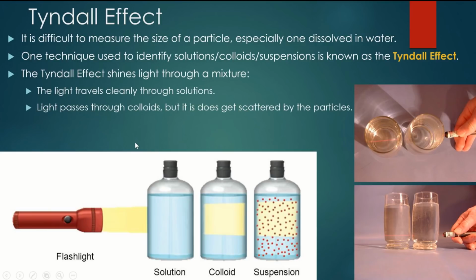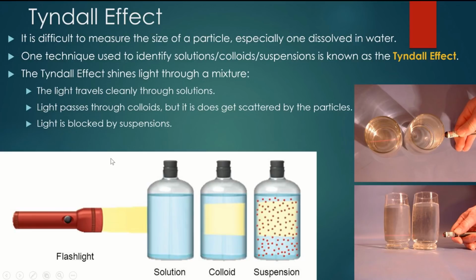Light will also pass through colloids, but it gets scattered by the particles in the colloids. So you're going to end up seeing the beam of light. Again, there's the laser, and you can see it clearly in this glass. That beam of light is going through. You can see it from the side as well. This glass, even though without the laser, these two glasses of water may look the same, the glass on the left contains larger particles because we have the Tyndall effect on display. We can see that light as it travels through.